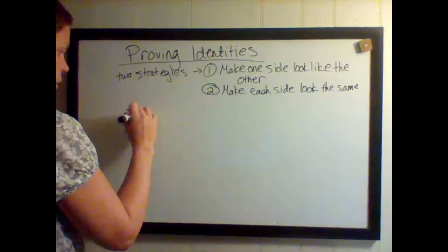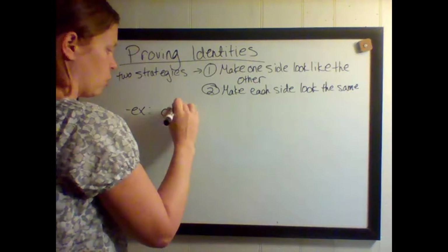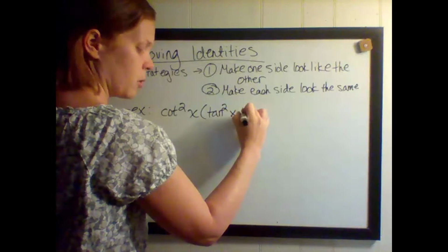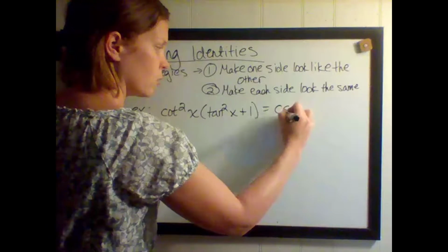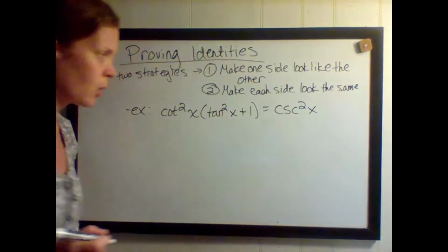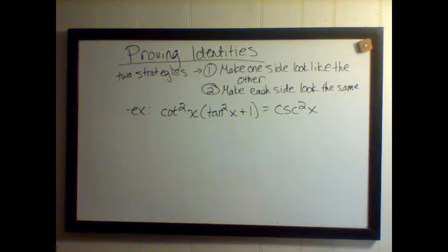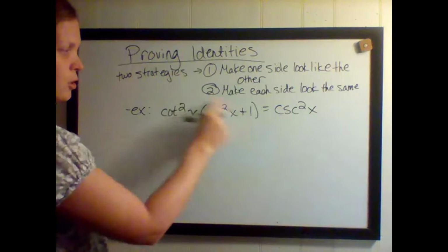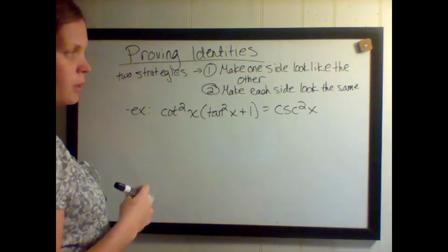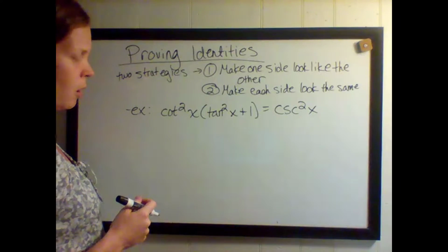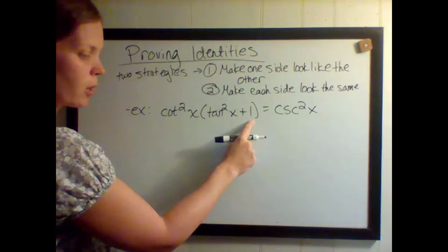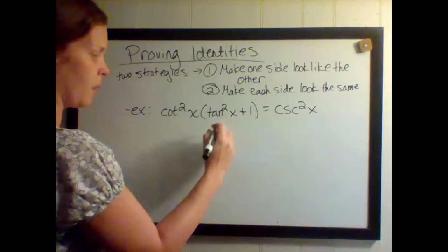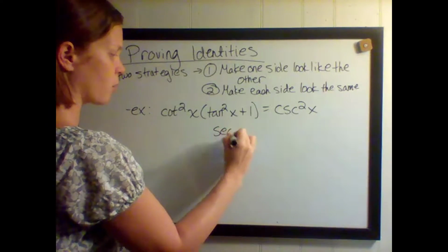So let's say, for example, I have that cotangent squared x times tangent squared x plus 1 equals cosecant squared of x. Okay, so this one, the right side's already kind of simple, so I think maybe strategy 1 might work, where I just do things to the left side and see if I can make it look like cosecant squared. So one thing I'm noticing right away, tangent squared x plus 1. That's one of my Pythagorean identities. Tangent squared plus 1 is the same as secant squared x.